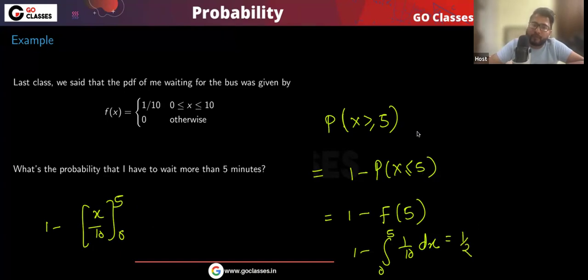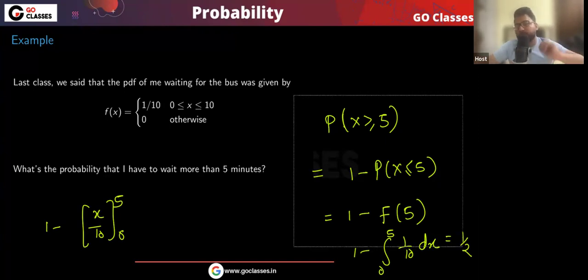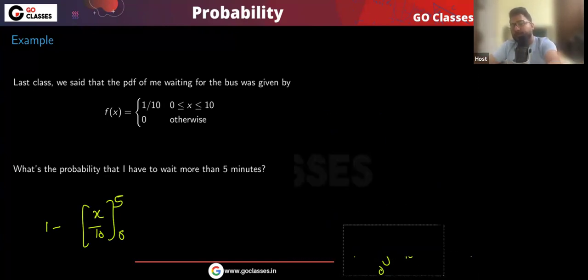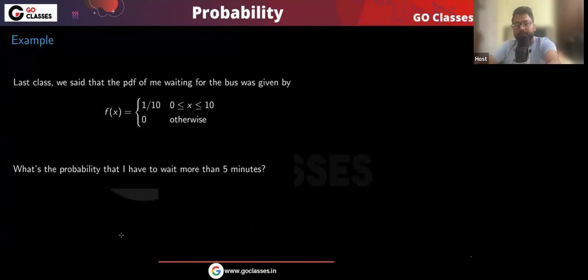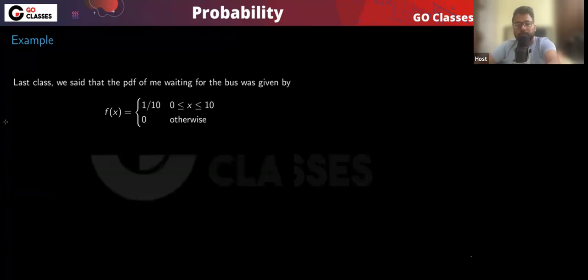Now suppose they ask you to find out the CDF also, the CDF as a formula. So how to find out the CDF? Let's find the complete CDF. So basically, this is F of x which we want to find out.